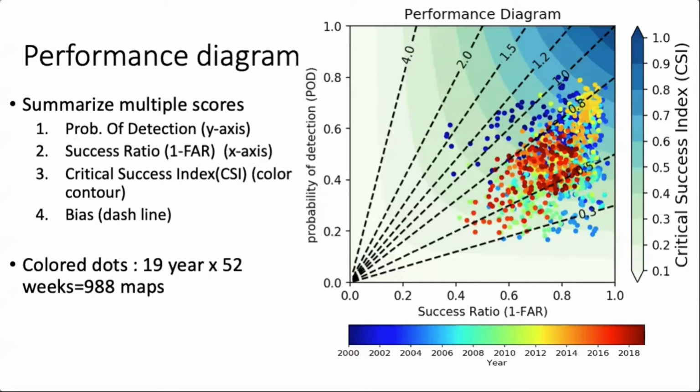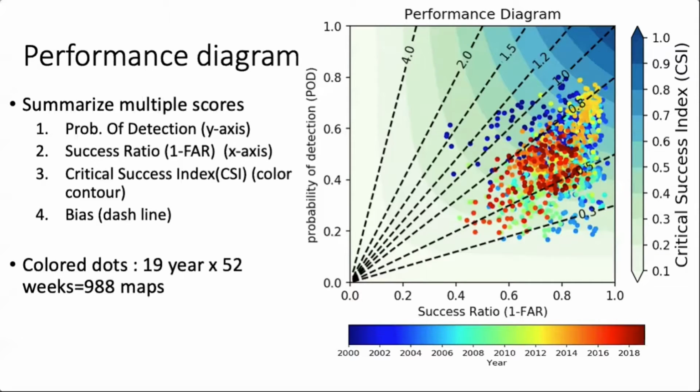And the contour color is the critical success index, shown in this color map, and the dashed line indicates bias, which means the total ratio of how much drought is indicated by the National Water Model compared with USDM. Each colored dot is for each week during the 19-year evaluation period, from 2000 to 2019.